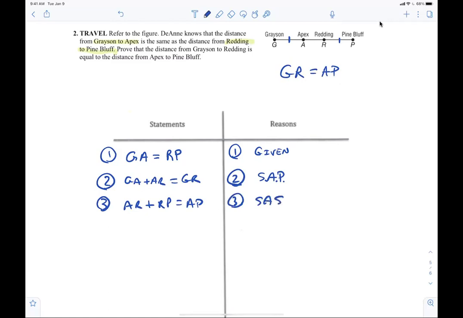So segment addition postulate. Now, do I take points off if you write something and you don't use it? No, you can say anything that's true, you can write down. It doesn't affect your grade at all. Okay. So now what can I do?